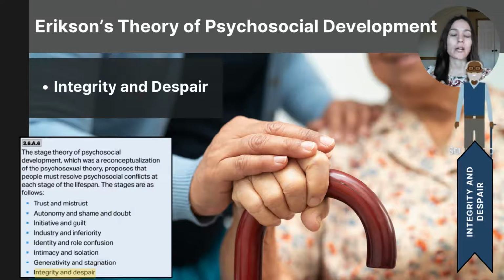So, an example would be an elderly adult who is reflecting on their life and considering whether they lived a meaningful life or not. A positive outcome would be that the person feels satisfied with their life experiences. A negative result would be that a person regrets or is dissatisfied with their life. And these are the 8 stages of Erikson's psychosocial development.